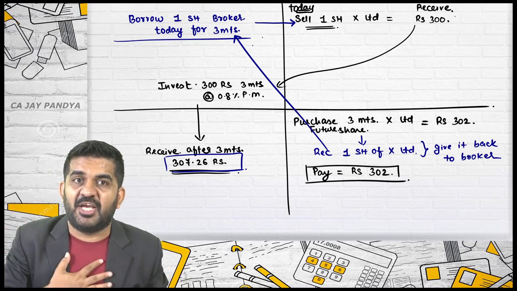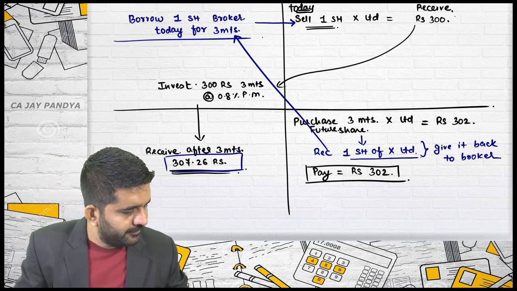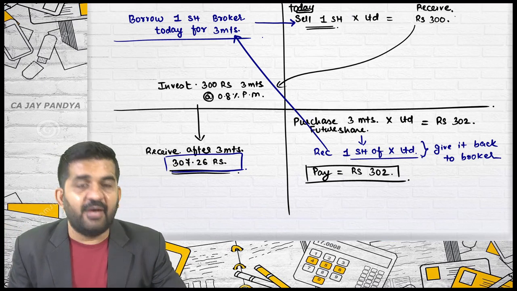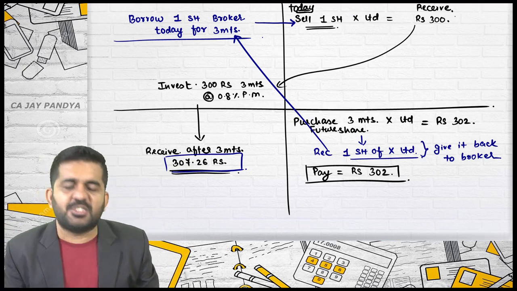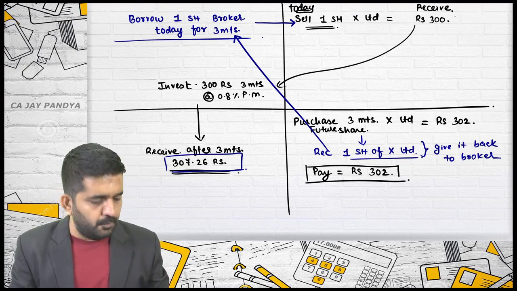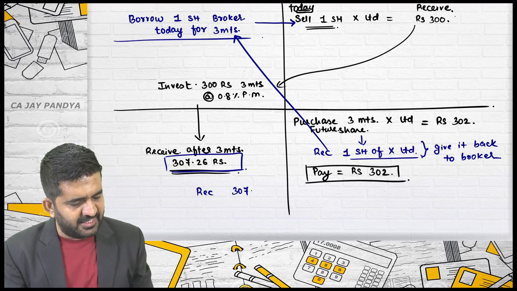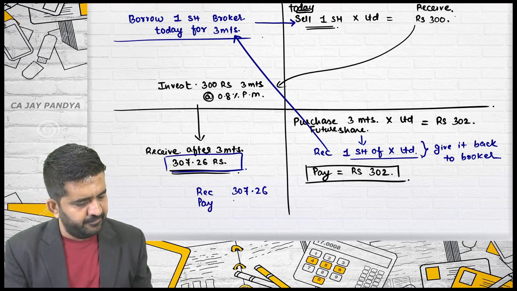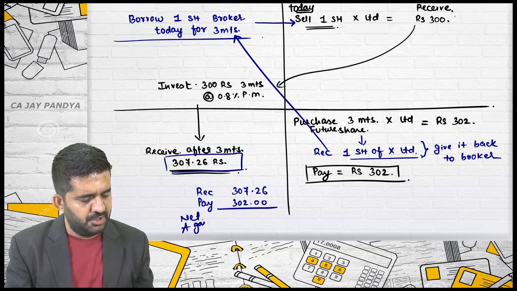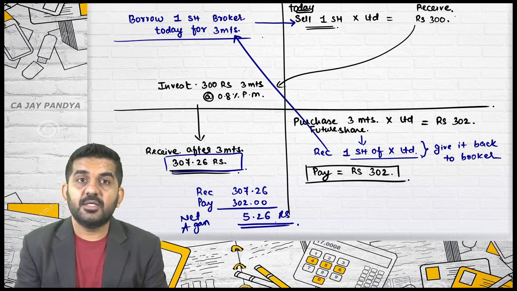Yes. You borrowed 1 share for how many months? 3 months. You have given it back after 3 months. Whatever you got today, you have invested and received after 3 months. For purchasing this share, you need to pay 302 rupees, which you have paid. Let us find out the difference. You are receiving 307.26, paying 302, so the net arbitrage gain is 5.26 rupees.